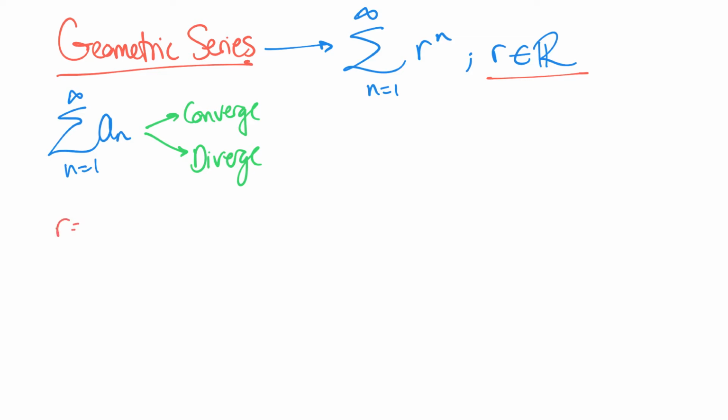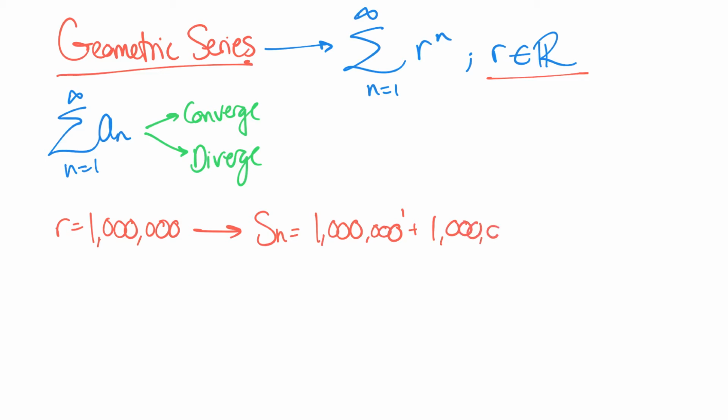If, for example, r is 1,000,000, then the series is going to be 1,000,000 to the power of 1 plus 1,000,000 to the power of 2, and so on and so forth. This is clearly divergent. Okay? I'm just going to have massive numbers that are going to get bigger and bigger and bigger.